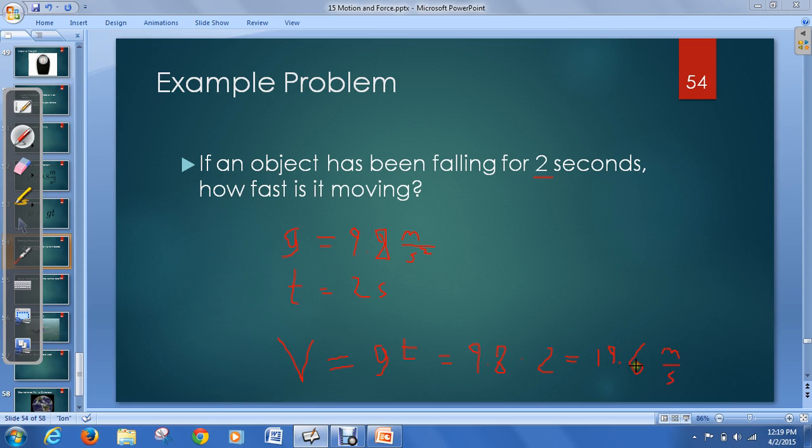That's how fast you're moving, not how far you have gone, but how fast you're moving. So using this simple equation, we can figure out how fast any object will be falling after 2 seconds.